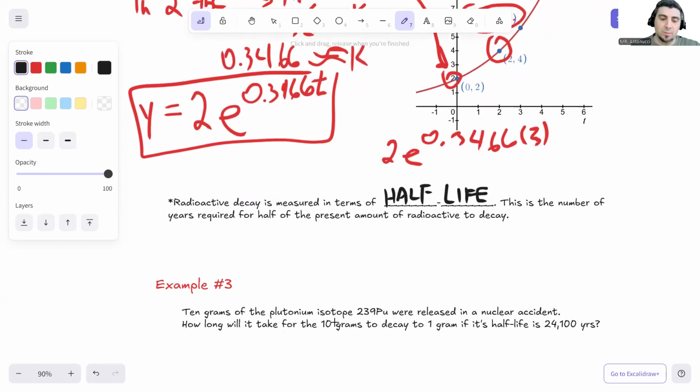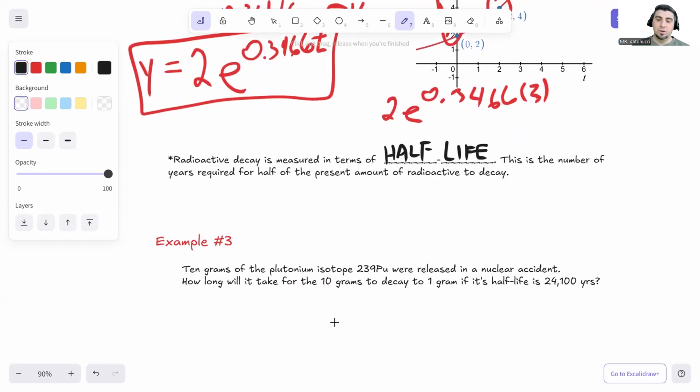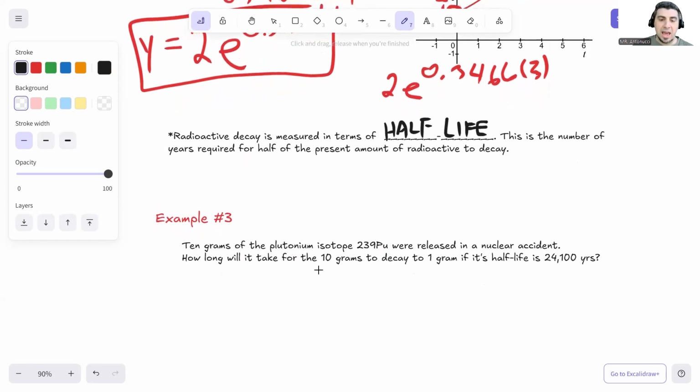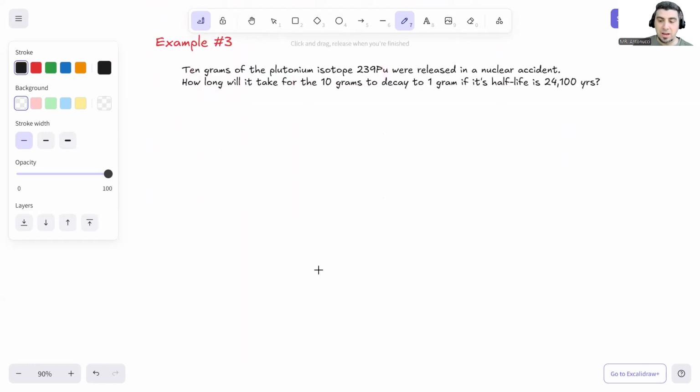So let's take an example. 10 grams of plutonium isotope 239Pu were released in a nuclear accident. How long will it take for the 10 grams to decay to 1 gram if its half-life is 24,100 years? Now, in our book there's a little table with the half-lives of several different radioactive substances, so if you need to look any of those up. But in this one, we have the information that we need.